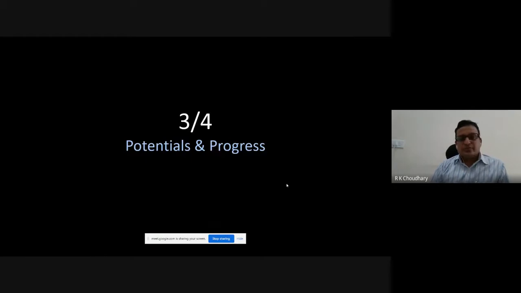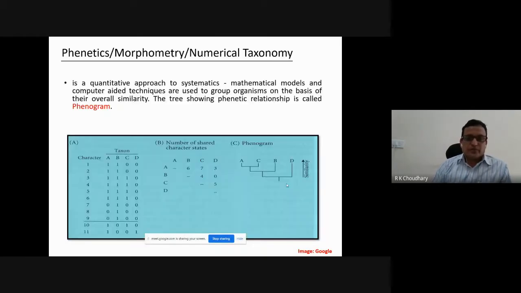Now we'll be talking about the potentials and progress. What kind of potentials are there and how much progress we have made. So you might have heard about numerical taxonomy also, which was used almost, I think, 20 years ago. Several research papers were carried out to understand relationships using morphological characters in a quantitative form. So suppose we used to make a table. You check the morphology, and if the character is present, you simply put 1. If it is not, then you put 0.